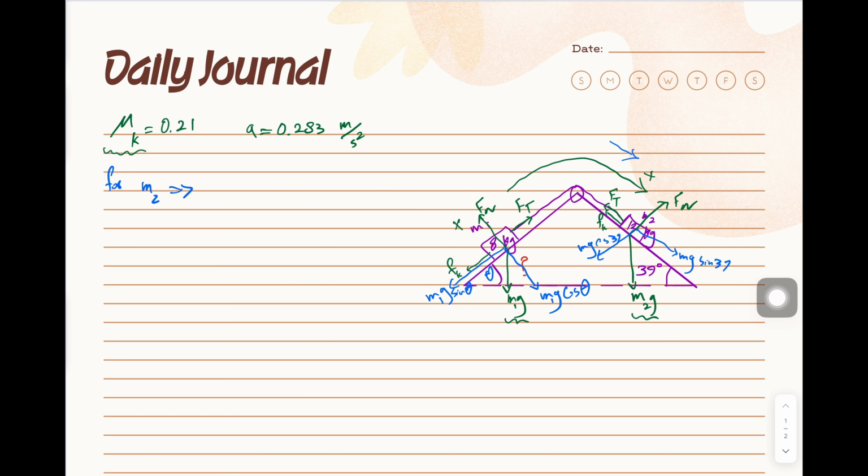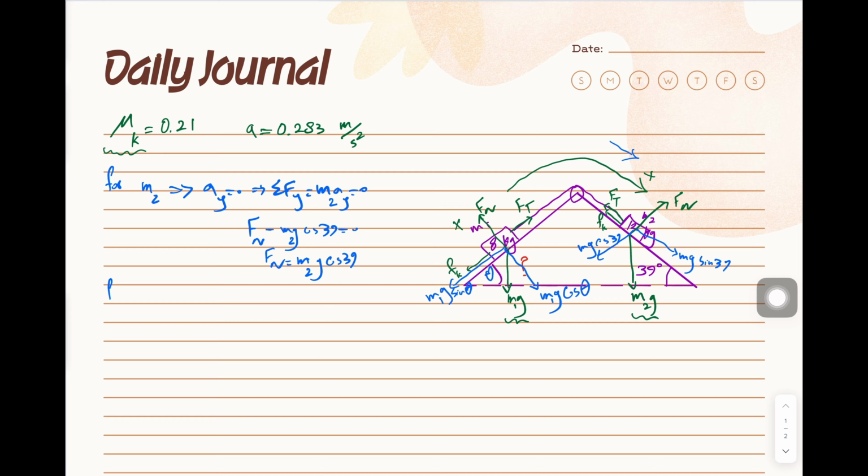As you know, the mass is not moving vertically. So ay is 0. So sigma Fy, which is equal to m ay, is going to be 0. And then Fn minus m2g cosine 39 is going to be 0. Then Fn is going to be m2g cosine 39. So this is Fn for mass number 2.